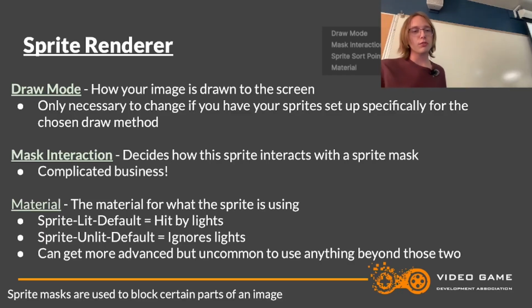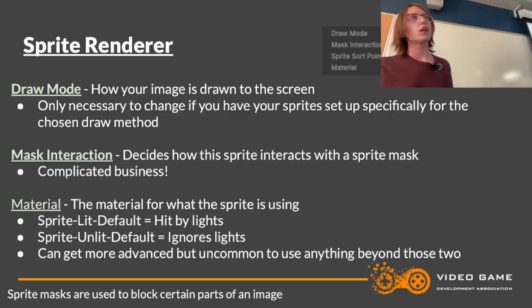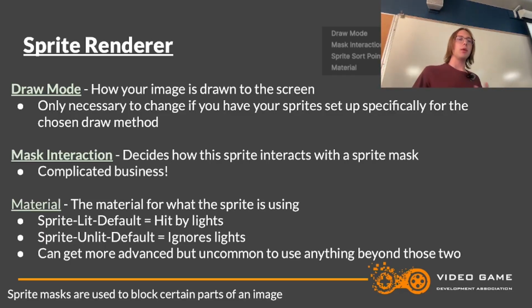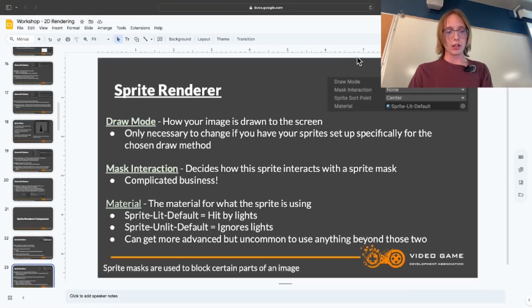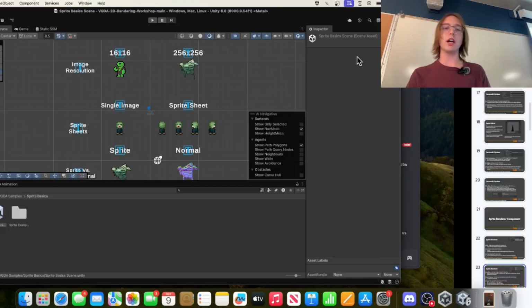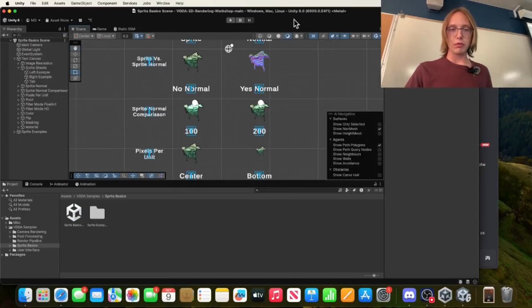Mask interaction. So this one's a little interesting. It is a tiny bit complicated at first, but this is basically a way to make your image not appear by having a sprite laid over it. So actually, I'm going to go into the sprite sample scene here, and I'm going to show you guys what I'm talking about.